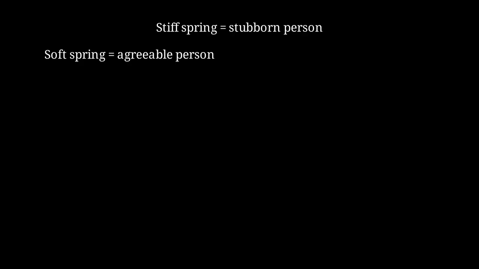Let me give you an analogy to help understand Hooke's law. Think of the spring constant like the personality of different people when you ask them for favors. A stiff spring with a large k is like a stubborn person. You need to apply a lot of persuasion or force to get even a small change in their behavior or extension. A soft spring with a small k is like a very agreeable person. Just a little persuasion, a small force, produces a large change in behavior or extension.